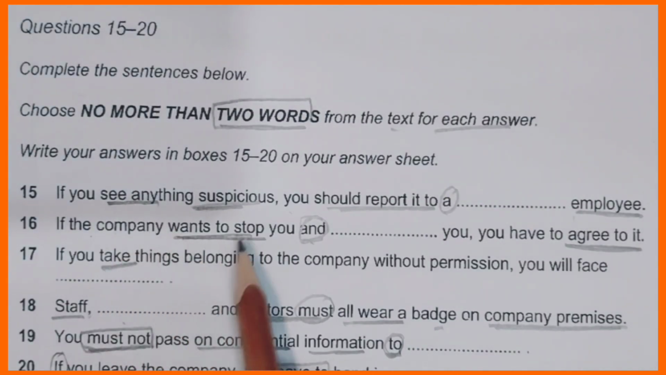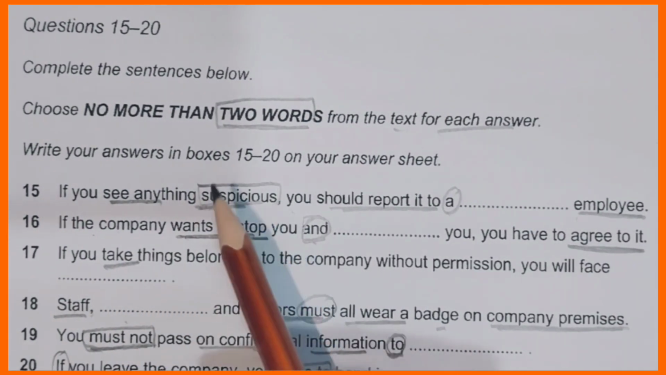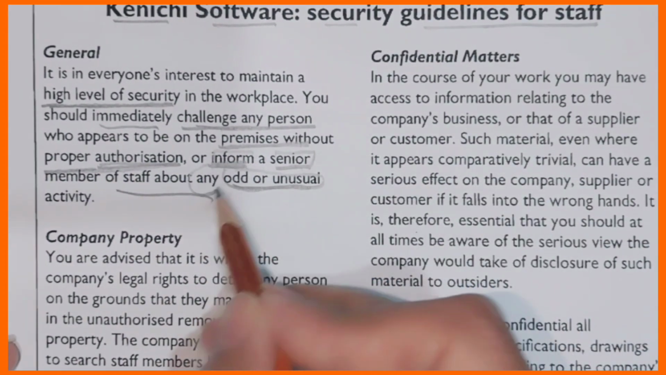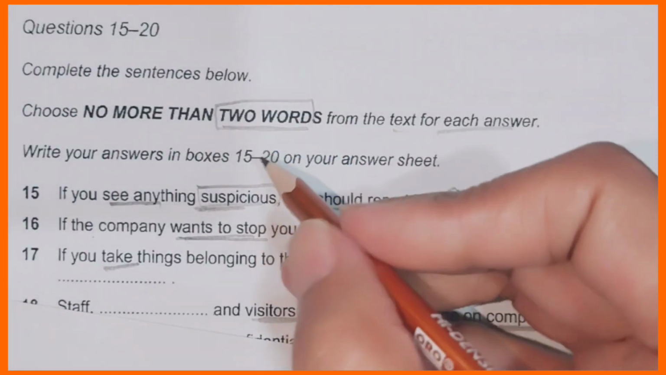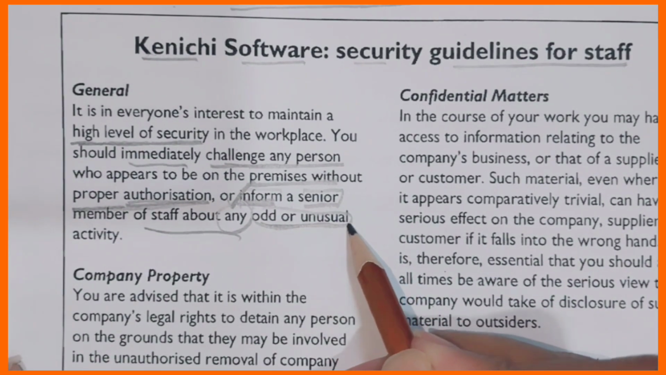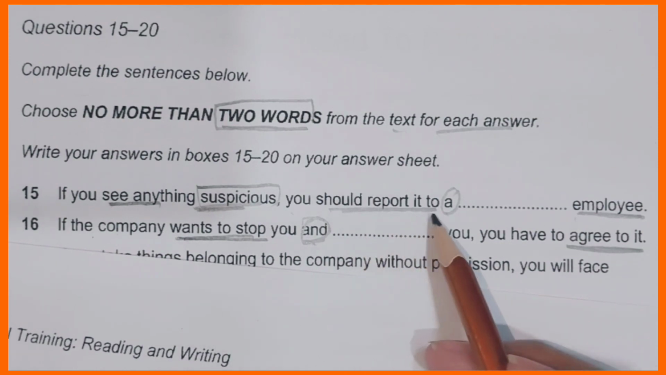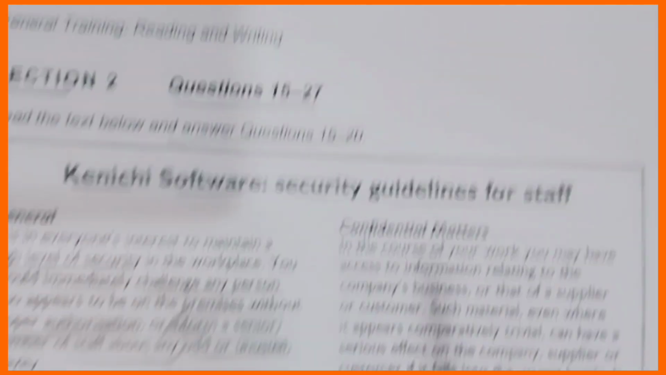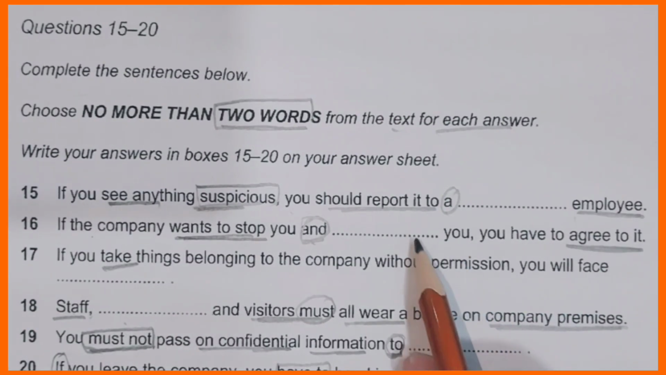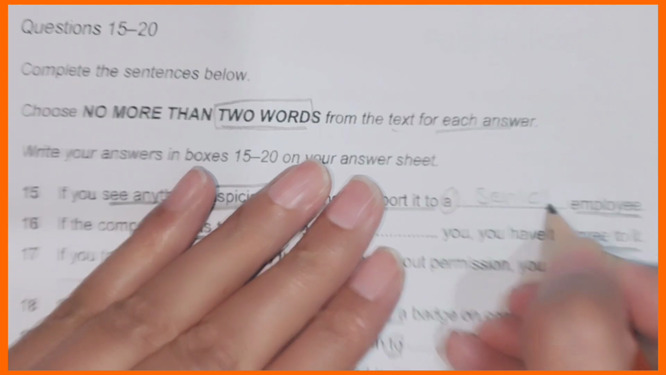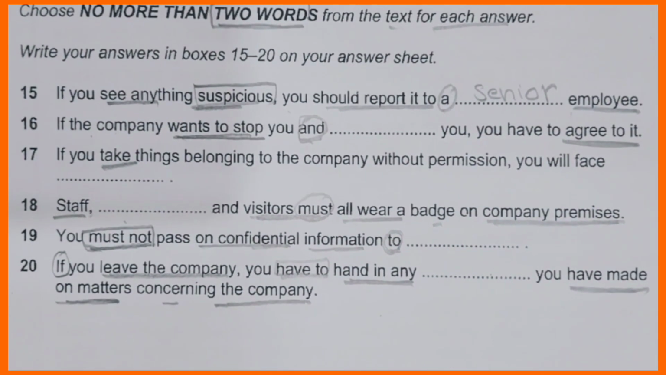So if you see anything suspicious, meaning any odd or unusual activity, you should report it. To whom are we supposed to report? Inform a senior. So we are supposed to inform a senior. So we will write here our answer, senior. So we will go next towards our next question.